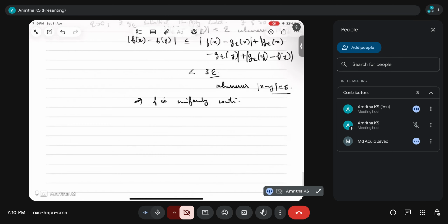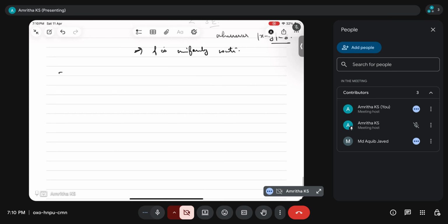Now another question. You know periodic function, right? Yeah, f from R to R, then f is periodic if there exists a number p greater than 0 such that this holds: f of x plus p is equal to f of x, for all x in R. p is the period there.